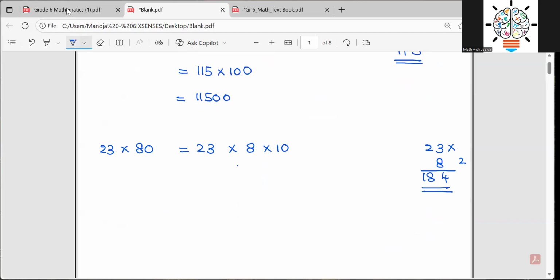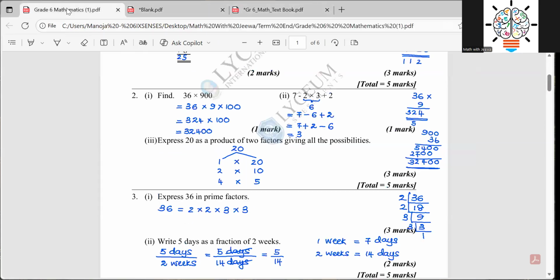8 times 3, 24. 8 times 2, 16 plus 2, 18. Then you write here, so this is 184. Then simply you have that 184 multiplied by 10 and it gives you the answer 1840. Hope it is clear. So this is what they expect you to write.